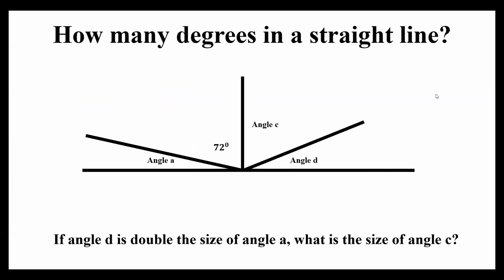Okay. Check this out. So we've got four angles. Three of them are missing. One we know about. And the question is this: if angle D is double the size of angle A, what is the size of angle C? It sounds tricky, but you can do this, guys. Let's see if you can do it in 1 minute.